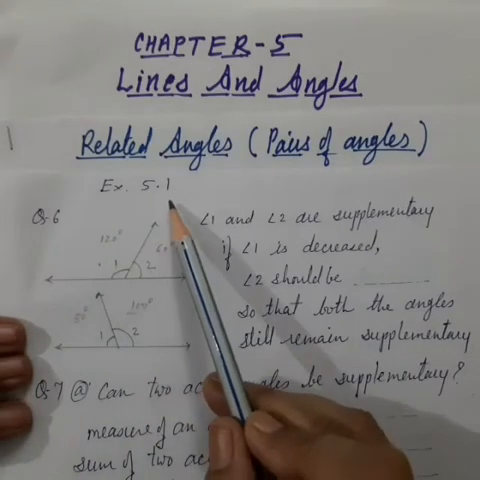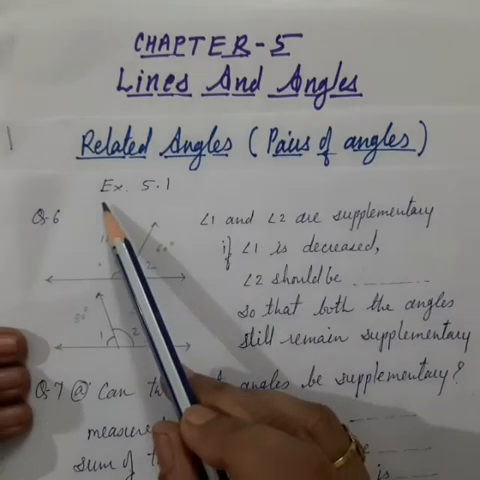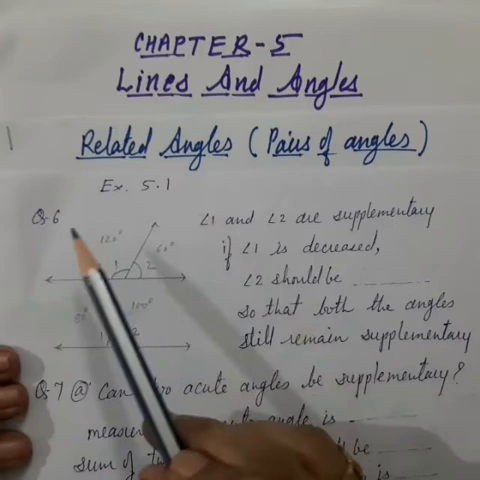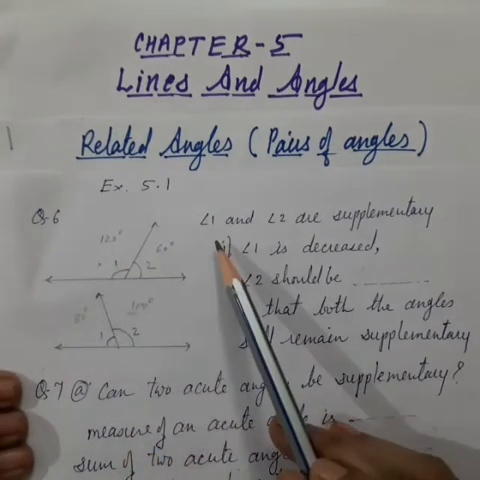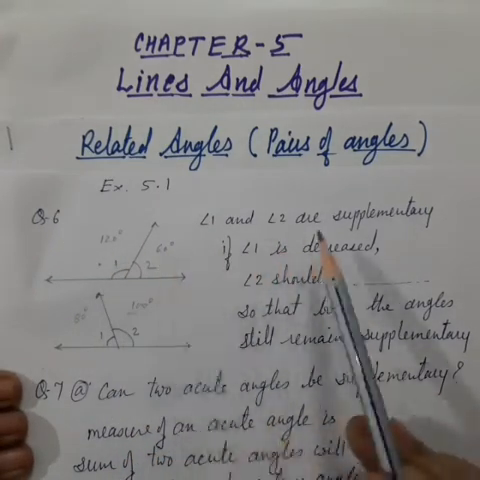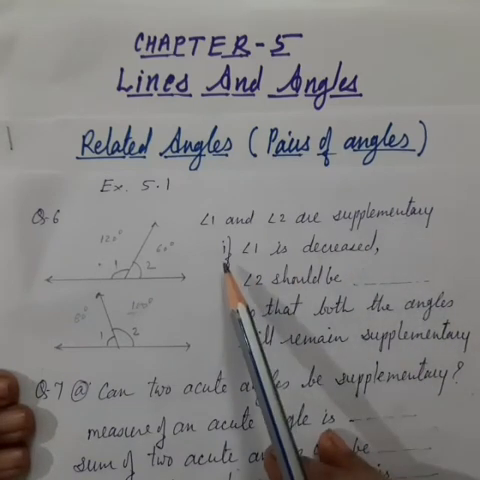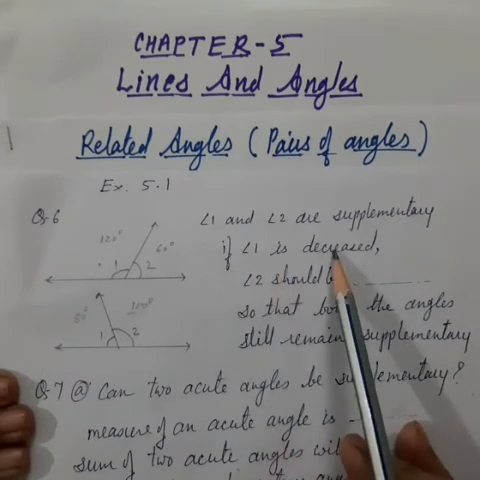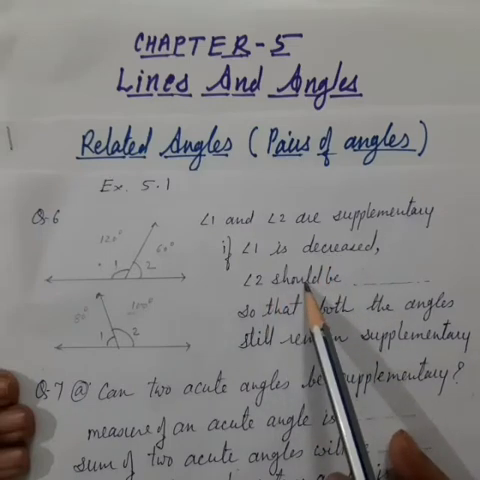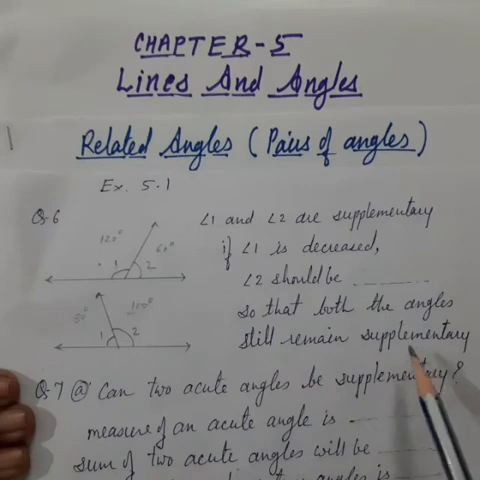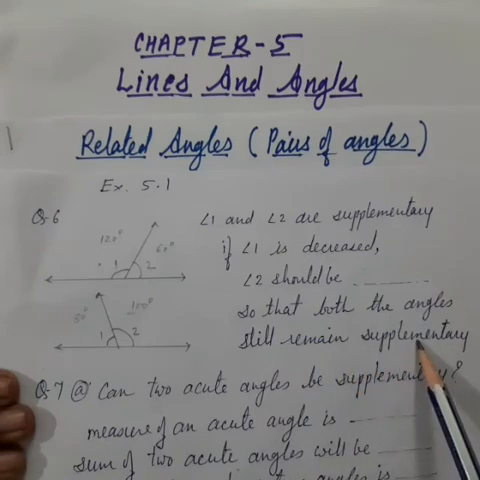In exercise 5.1, question number 1 to question number 5 we completed in the previous class. Coming to question 6. Angle 1 and angle 2 are supplementary. Supplementary means their sum is 180 degrees. And if angle 1 is decreased, what is the change in angle 2 so that both the angles still remain supplementary? Still remain supplementary means again their sum should be 180 degrees.